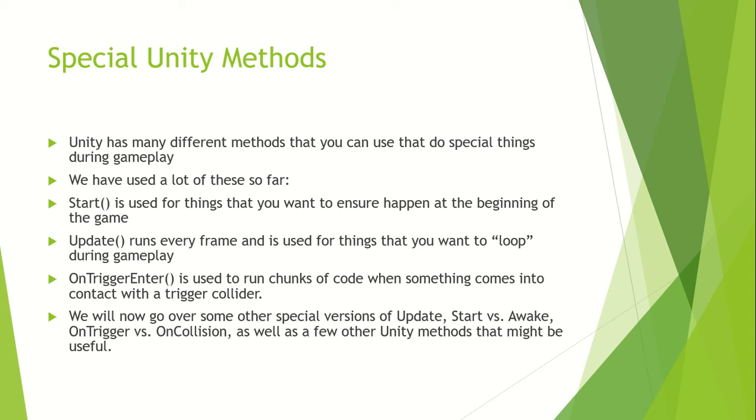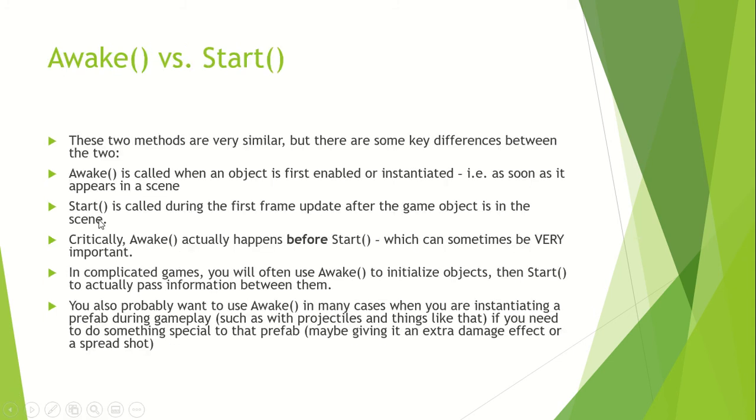So we know Start is the beginning of the game. We know Update is every frame. We know OnTriggerEnter is when you hit a trigger collider. So this is going to be a bit more about those, some other variations of them, and other built-in Unity functions that are useful. So Awake versus Start, this is a thing I've referenced a few times in class.